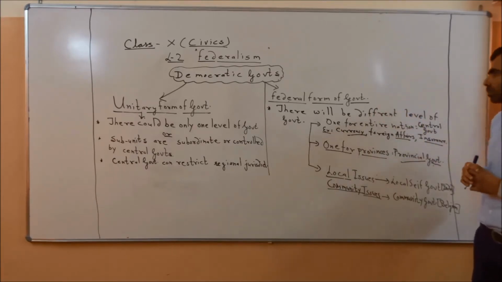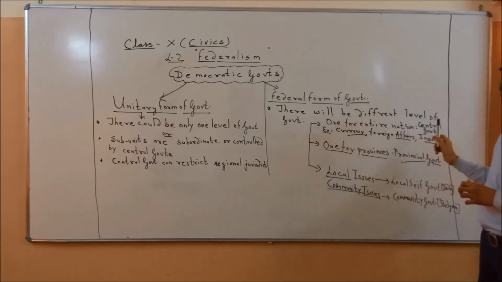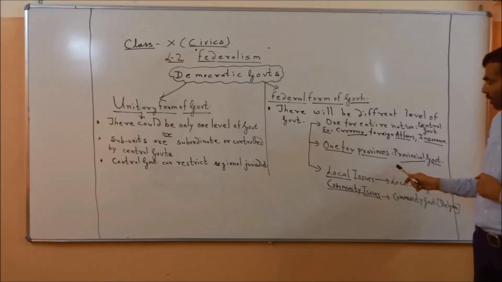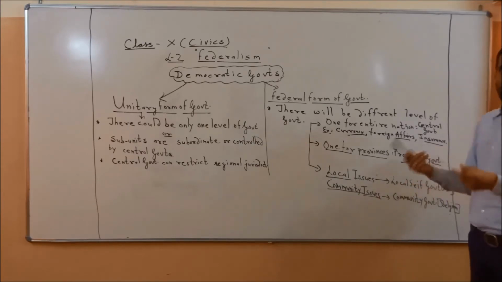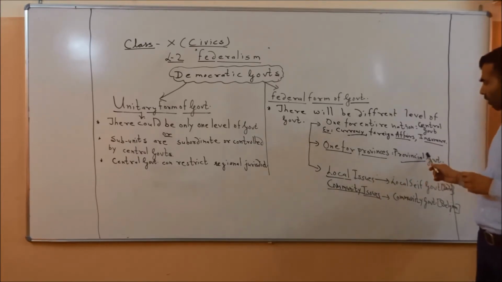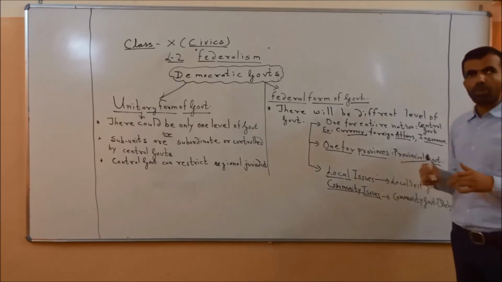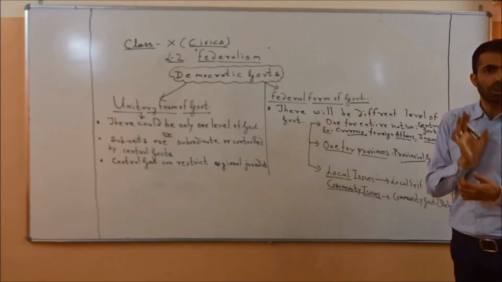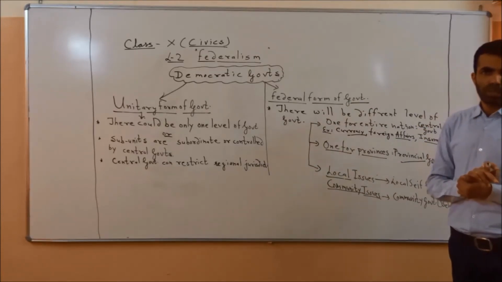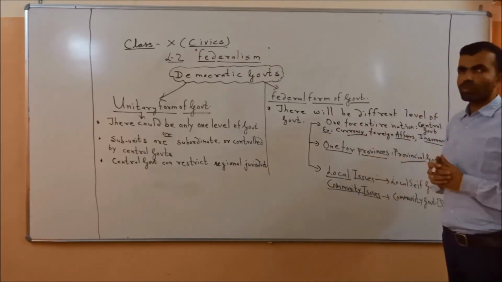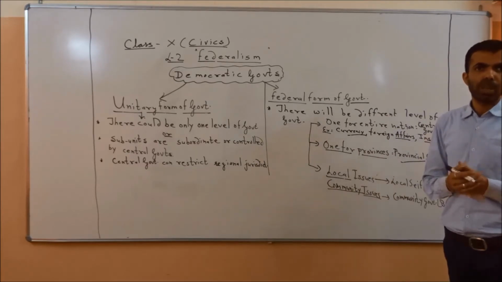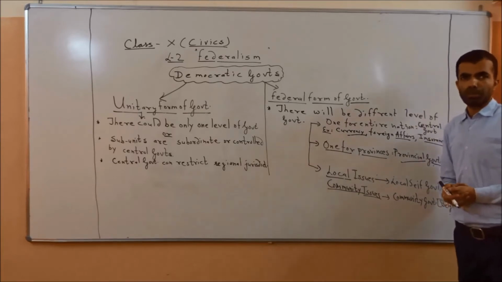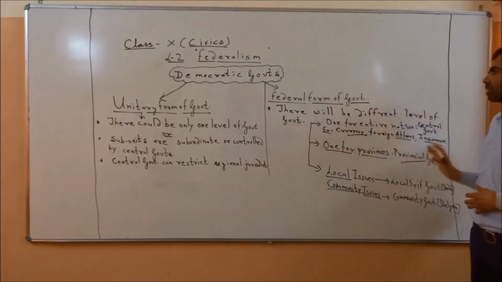Second thing is, central government does not restrict provincial governments. Provincial governments are free in their own area. Whatever the issues related to the province, the provincial government would only be dealing with them, and the central government would not be restricting that jurisdiction. This provides a space, a better environment to deal with the problems.